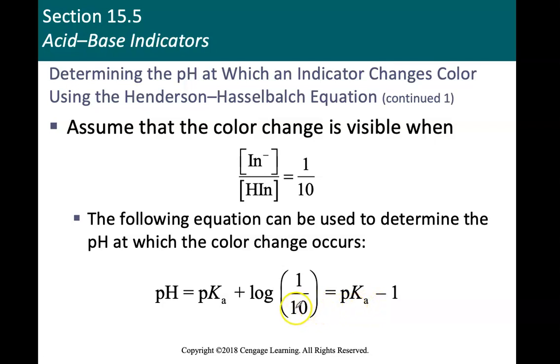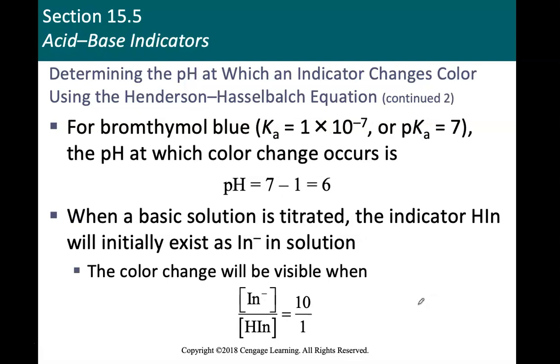Now, instead of solving, what are we looking at? The log of this number is -1. The log of 1/10, or 0.1, is -1. So you're looking at pH equal to pKa minus 1.